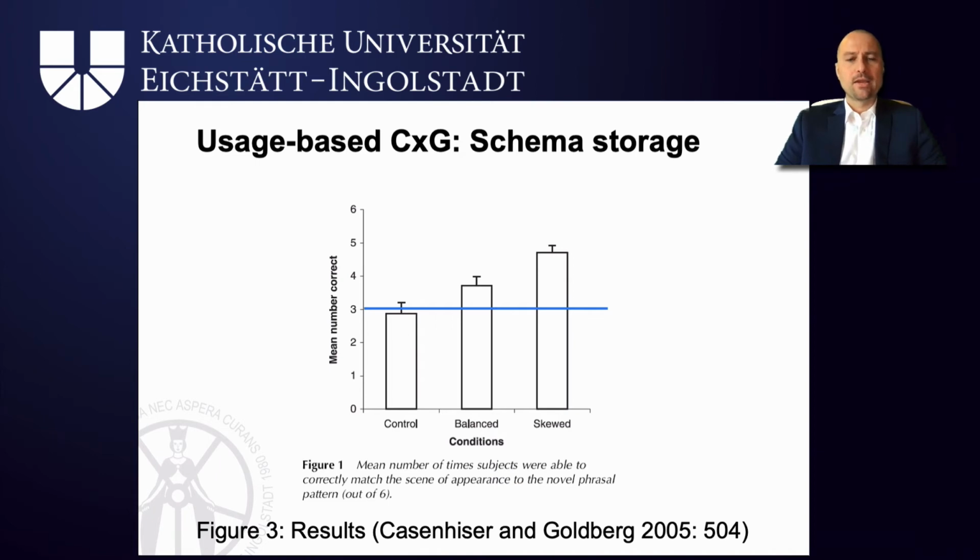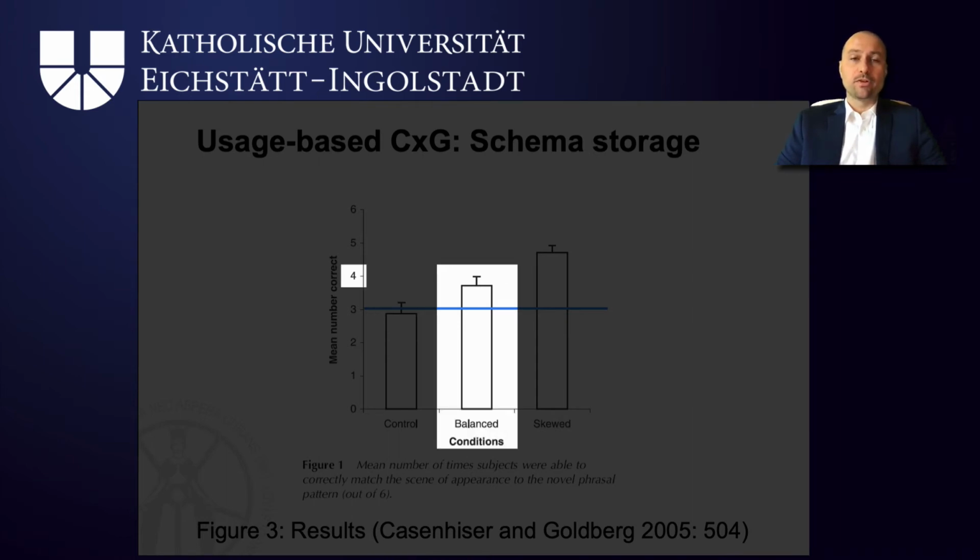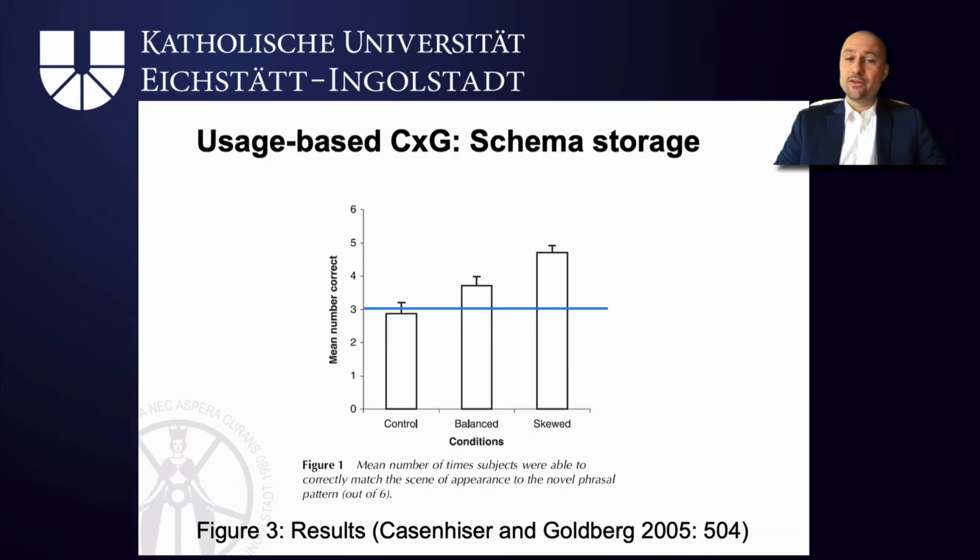6. The balanced condition, where there was type frequency, different verbs appearing in this novel construction, and then the kids were tested, already shows a significantly better result than chance. In this group, the children got 4 out of 6 right. And considering that they only had a very short training session of 3 minutes, this result is actually quite impressive, because it shows that the kids must have picked up on the meaning of the abstract construction.